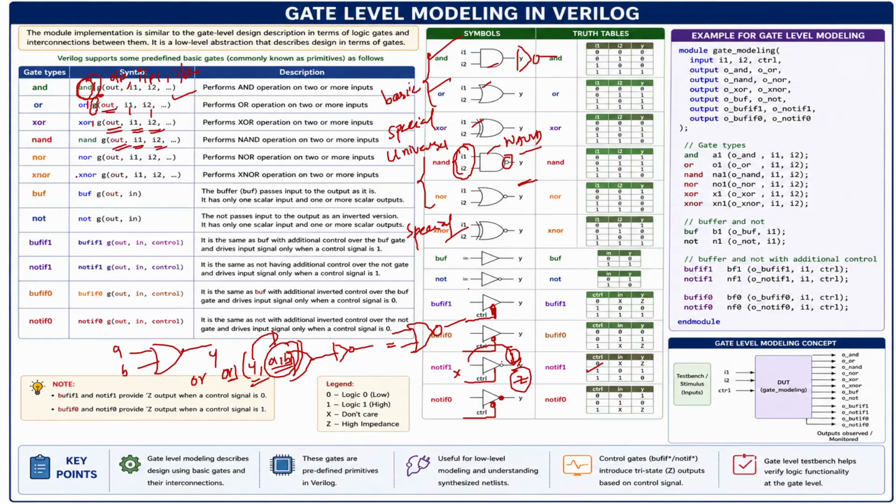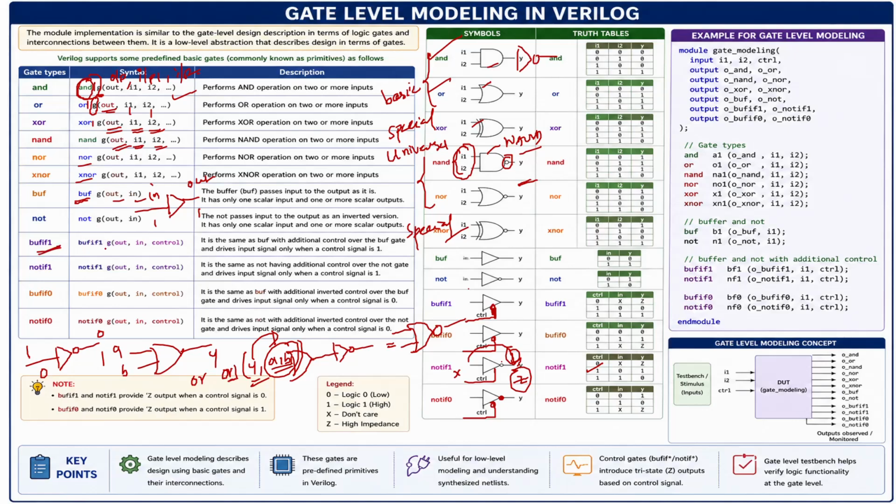So NAND gate, NOR gate, XOR gate, buffer. The buffer takes output comma input. Whatever input we give, the same output we get. That is the buffer, so we represent output comma input. Similarly, the NOT gate also has output comma input. Here an inverting operation is there. If you give 1, I get 0; if you give 0, I get 1.